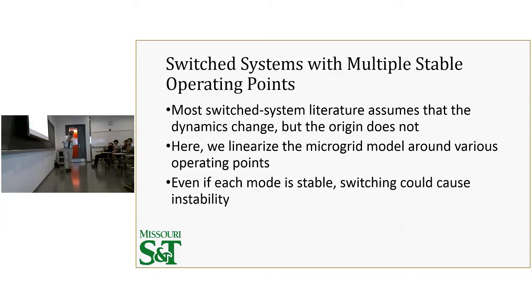Well, the switch system we're going to come up with here is we take a nonlinear model of a microgrid or other power conversion system, and we linearize it around multiple operating points. Each of those linearizations is locally stable around a particular origin, but those origins are all different. And so when you switch the system, not only do you switch the dynamics, but you also switch where the origin is.